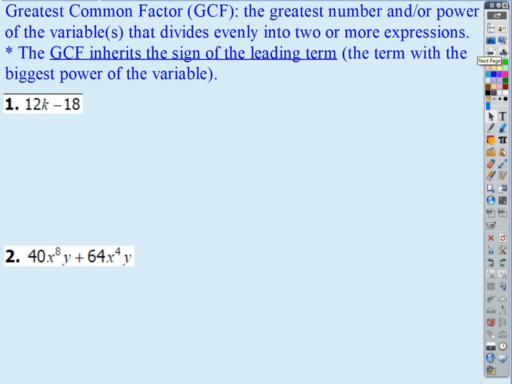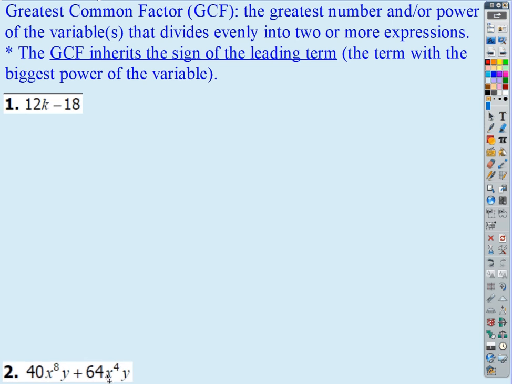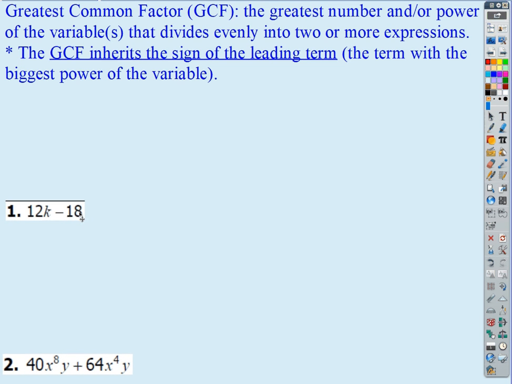Okay, the first part of that is let's focus on the concept of a greatest common factor. A greatest common factor is just the greatest number and or power of the variables that divides evenly into 2 or more expressions. So let's take an example. Once again, let's start with one maybe that doesn't even involve variables. Let's just start with one involving numbers. The very first thing, let's calculate what is the GCF. Let's pick 2 numbers. Let's do like, how about 15 and 35.